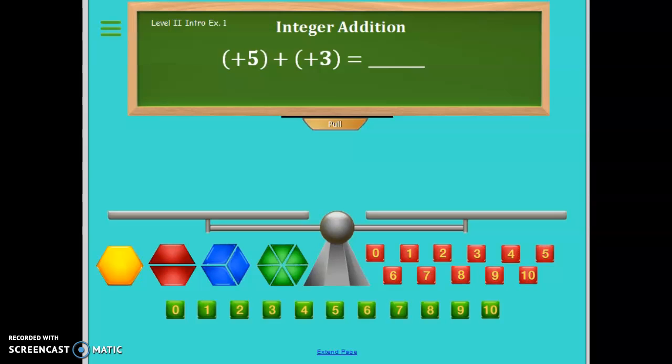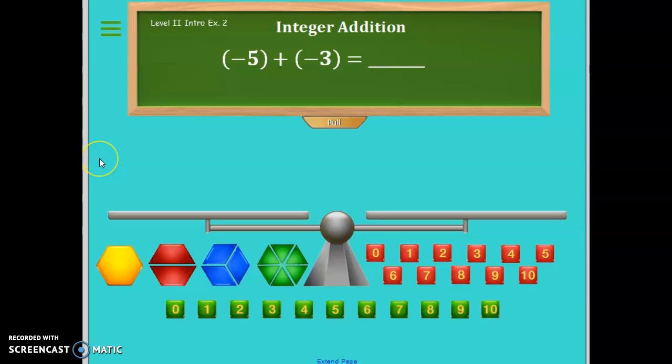So to begin, just to show you how it looks on the balance, if you are adding an equation such as this one, positive 5 plus a positive 3, it would look like this on the balance. Positive 5, positive 3 equals positive 8. Okay?